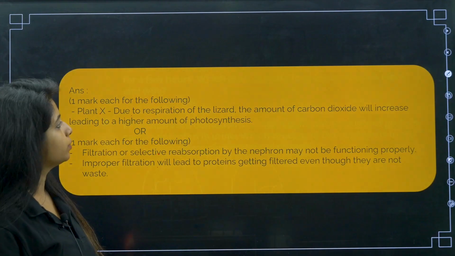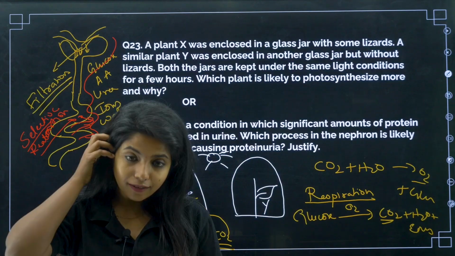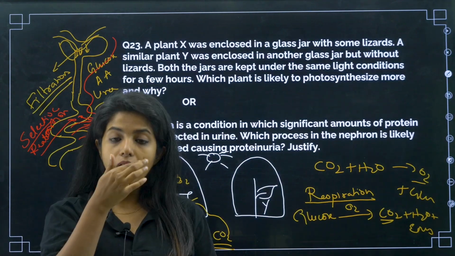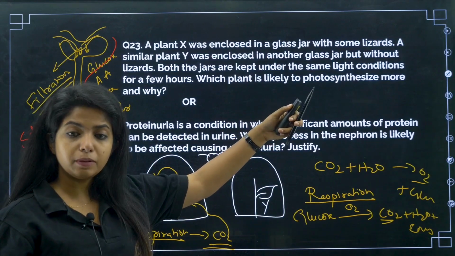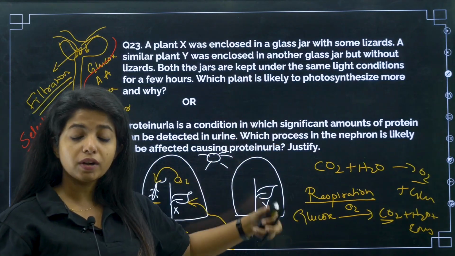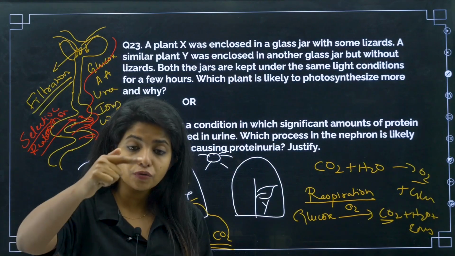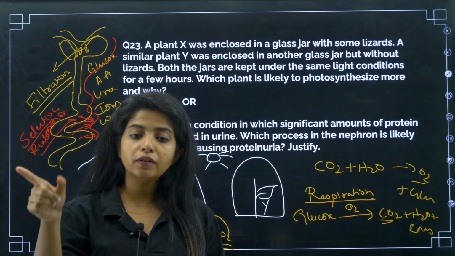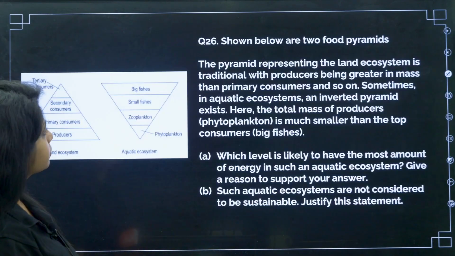Cool. Chalo. So, take the question in a detailed way, read it properly and answer accordingly. The first question was, which plant is likely to photosynthesize more? That is the first question. And now why? That is the second part of the question. So you have to give the answer for the first as 1 point, and the second point will be the second answer. Get it? Chalo. Next question.